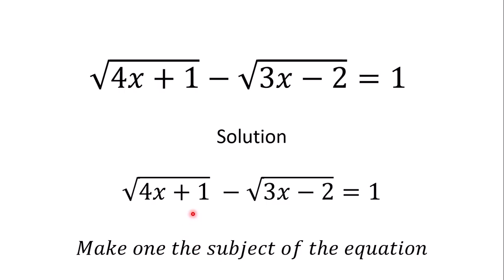What this one means is either this or this. That does not mean you should make this one the subject of the equation. What this means is that you are to make one of them, the one containing the square root, the subject. So either this one or this.